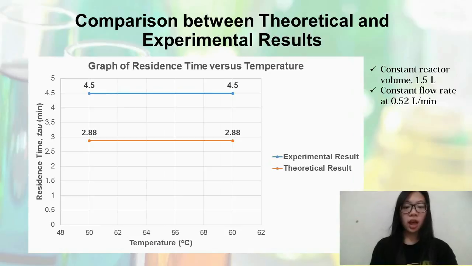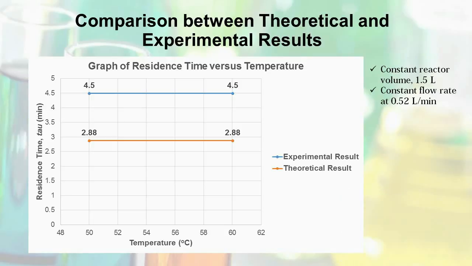This graph is showing when temperature increases, the residence time is constant. It's because the reactor volume is constant at 1.5 liters and the flow rate is constant at 0.52 liters.